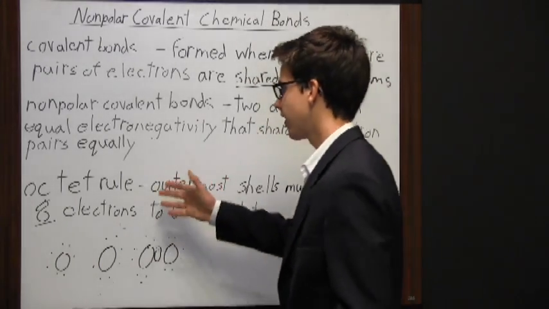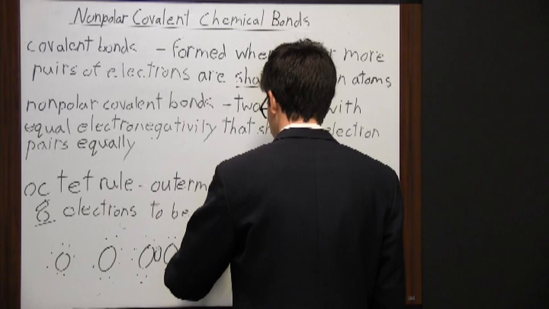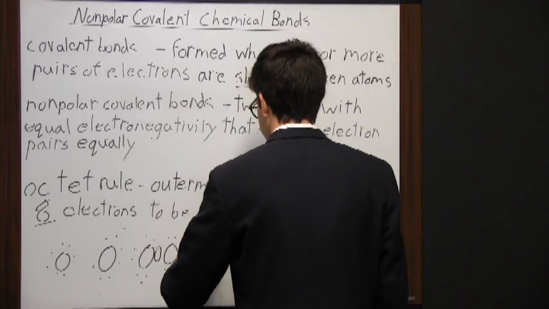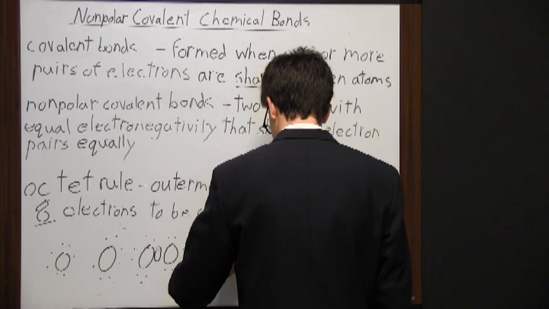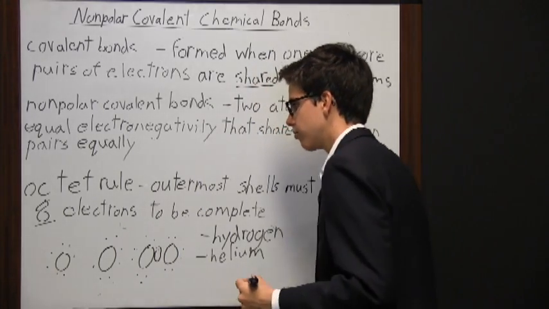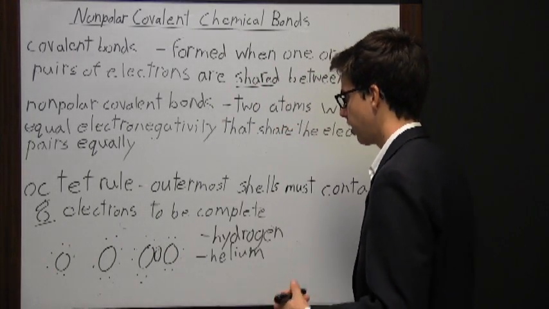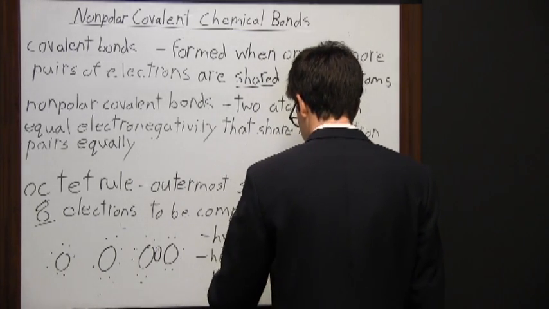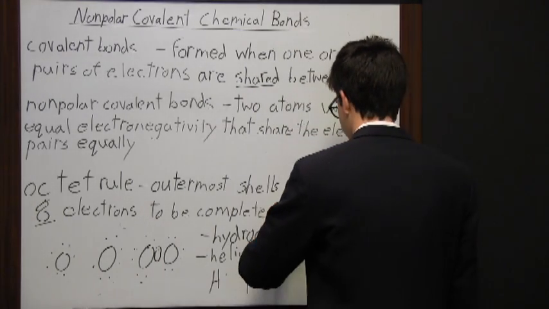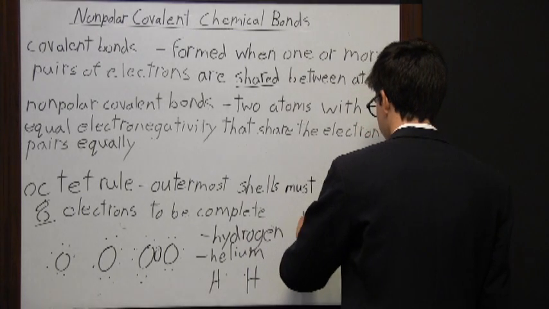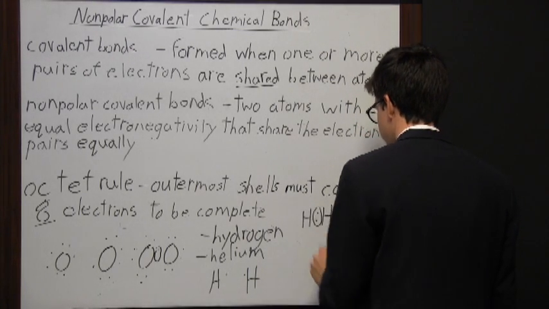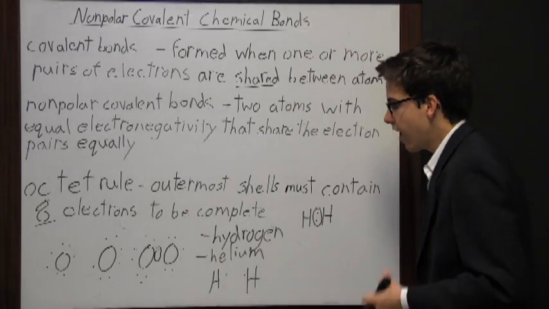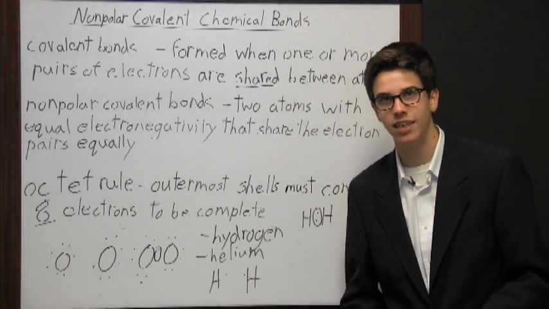Now there is an exception to the octet rule, and that is with hydrogen and helium. And so these only need 2 electrons. And so say we had hydrogen, it has 1 electron, and another hydrogen with 1 electron. They can come together and share that electron pair equally between them, and now they have all the electrons that they need.